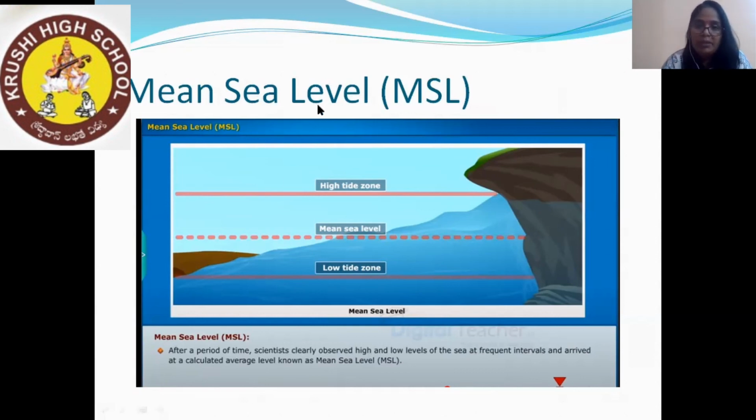Here in the image also you can see these are the high tides and these are the low tides. In between, whatever is there, that is called the mean sea level. Is that clear to you, children?